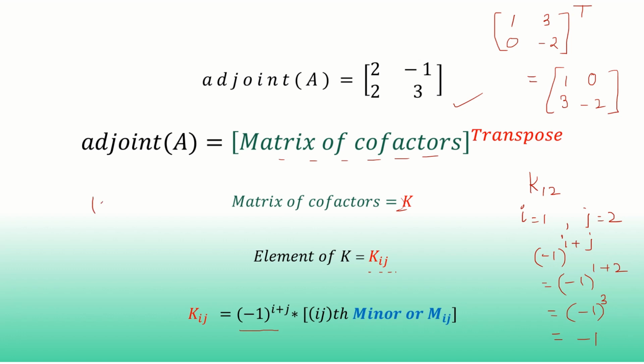And suppose we take K 2, 2. Then let's figure out the value of this minus 1 to the power i plus j. That's going to be minus 1 to the power 2 plus 2, which is minus 1 to the power 4. That is nothing but 1. That means this number can either be a positive 1 or a negative 1. So that's not a problem.